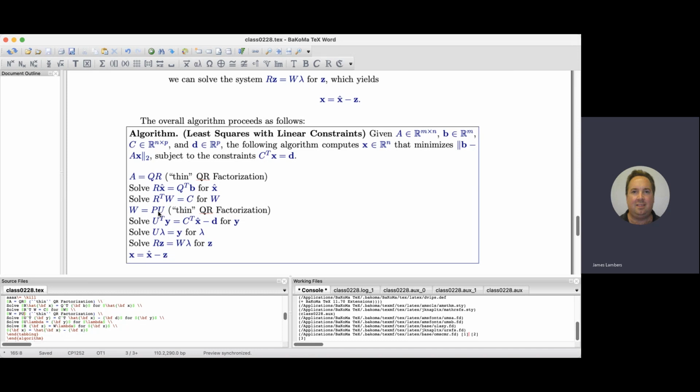And then the upper triangular matrix U we use down here to solve this system by forward substitution, and then this system by back substitution. So these two systems together give us the vector lambda, the Lagrange multipliers. Then we solve for our vector Z by back substitution, because our R is upper triangular. And then we subtract Z off from our unconstrained solution to get our constrained solution. And that's the whole algorithm.